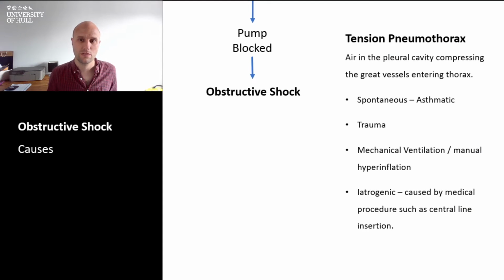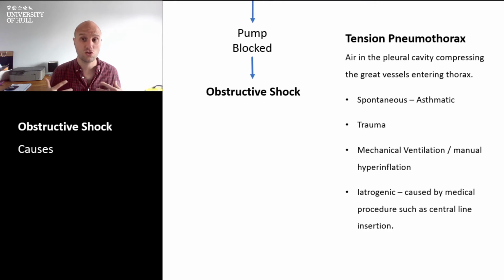The second type of obstructive shock that we're going to talk about is tension pneumothorax. So that's air that has somehow, generally through injury or a weakness in the pleura, which is the lining of the lungs, found itself within the chest but outside of the lungs. And there's almost a one-way valve where the air can get in and compress everything within the chest, but it can't get back out of this little weakness within the pleura. And this can occur for a number of reasons. It can occur spontaneously in asthmatic patients, for instance.